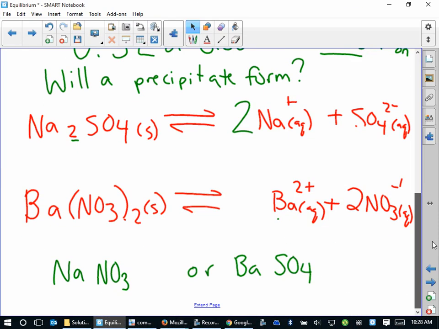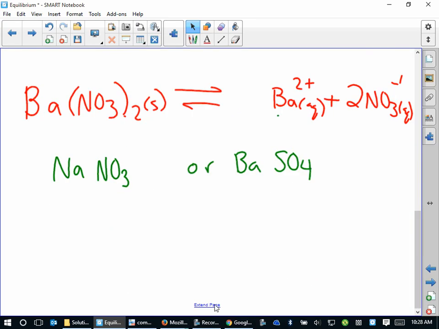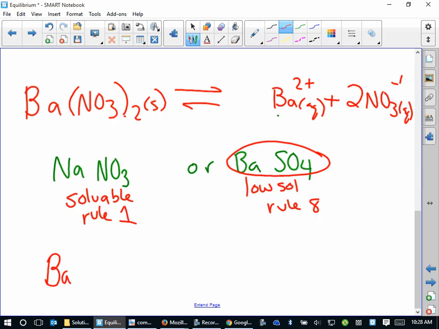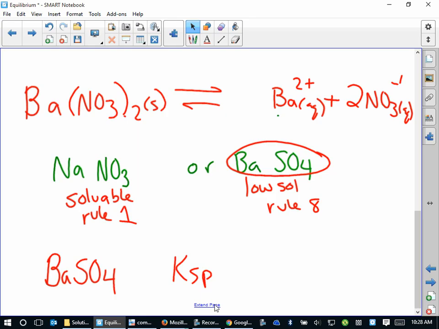So let's write that down here. So this one we said is soluble. We got that from rule 1 on that table. So spend a second, pause right now and get that table out and make sure you understand how we used it. And BaSO4 was low solubility, and it was rule 8. So really what we're looking at is BaSO4. So let's look at BaSO4. Its KSP, let's see if we can find it. KSP here.